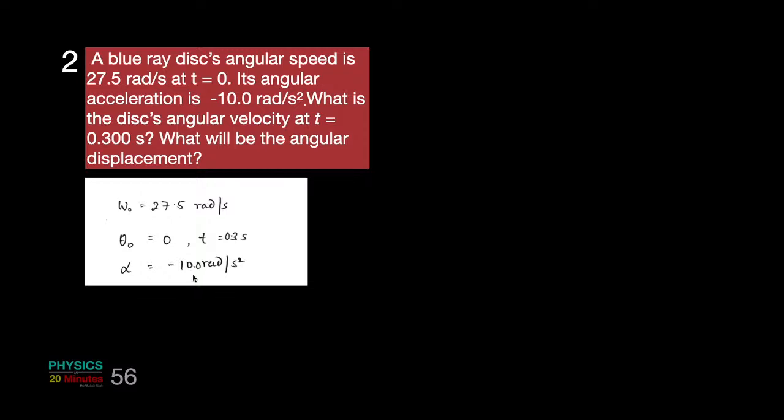Angular acceleration is minus 10 radian per second square. So all the data which is given I have noted down. That is one of the standard ways to solve a physics problem. You first write down all the data which is given in the problem in proper units, and if any conversion is needed, then do that conversion right here.